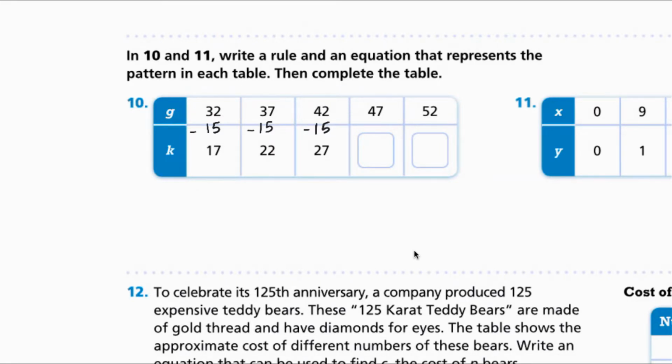So now I can write my equation. g minus 15 equals k. We can also write it the other way around using the inverse. k plus 15 equals g, because I can go backwards, right? So 17 plus 15 would be 32, and 22 plus 15 would be 37. So either one is fine. So you can say k plus 15 equals g. Either one of those is fine.